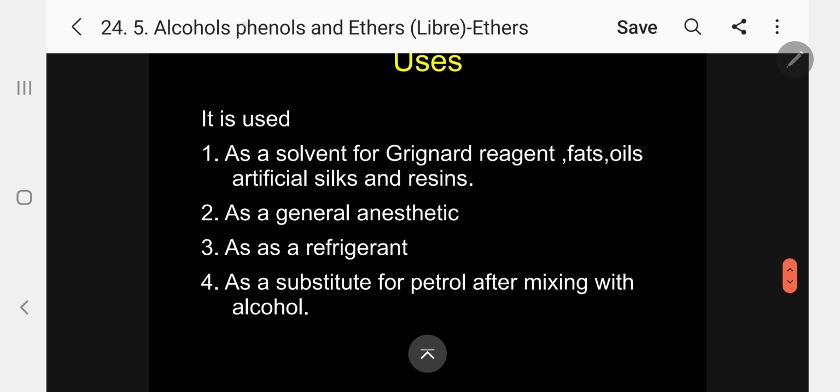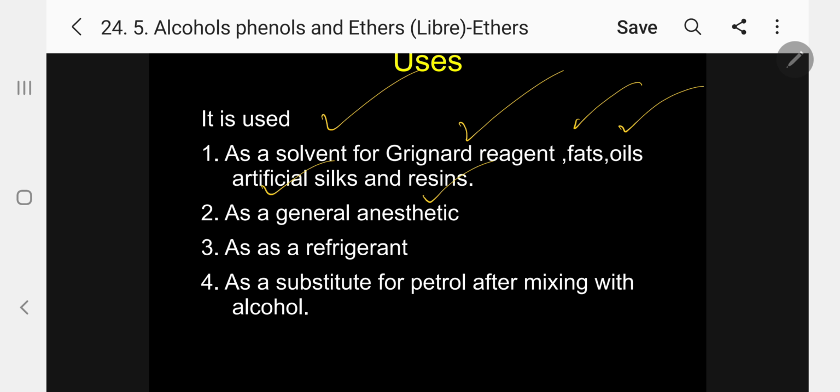Coming to uses, ether is used as a solvent for Grignard reagent. Just now we have seen fats, oil, artificial silk and resins. It is used as a general anesthetic. Kindly follow: general anesthetic. Also, it is used as a refrigerant. It is used as a substitute for petrol after mixing with alcohol. Along with alcohol, ether is mixed, so some quantity can be mixed with the petrol. It is now being used.